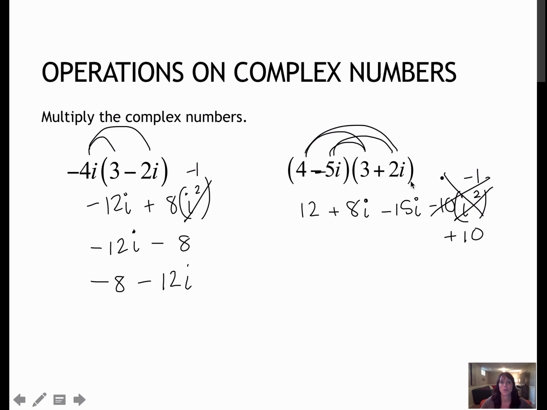Now combine like terms. Real part goes first, so 12 plus 10 is 22. Imaginary part goes second. 8 and minus 15 is minus 7i.